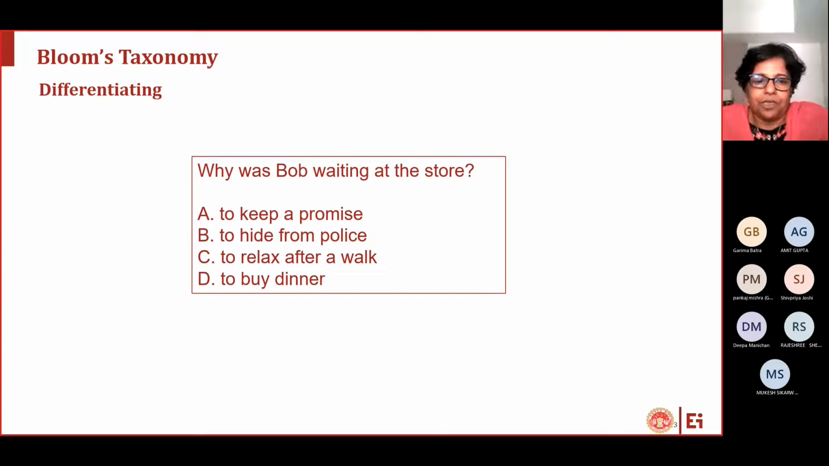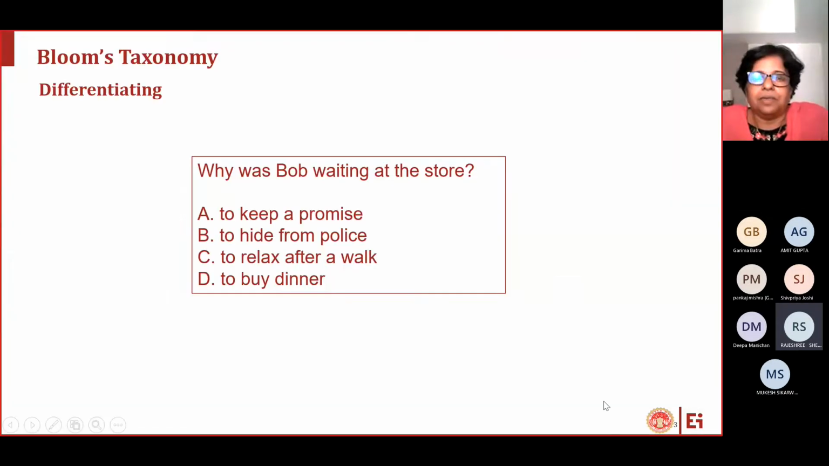Can I request one of you to read the question for others? Rajshri ma'am, can you read? Why was Bob waiting at the store? Option A, to keep a promise. B, to hide from police. C, to relax after a walk. D, to buy dinner. So, at what level is it testing? Is it testing at a granular level or at a conceptual level?